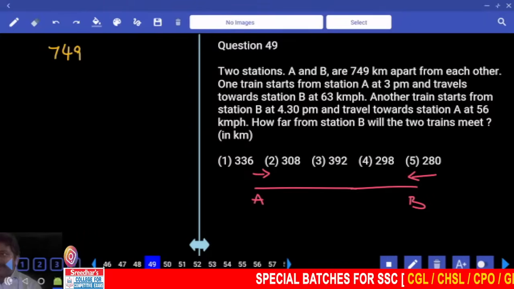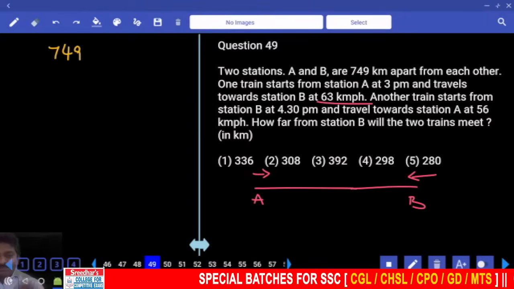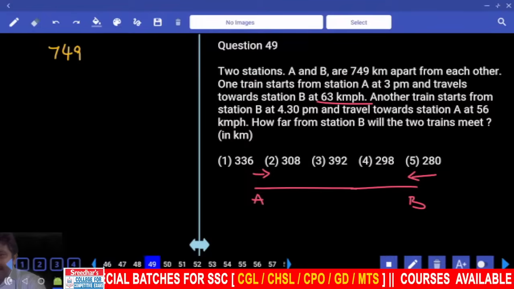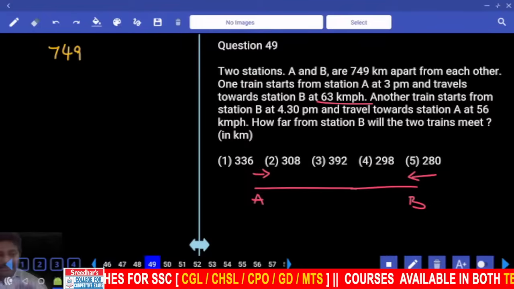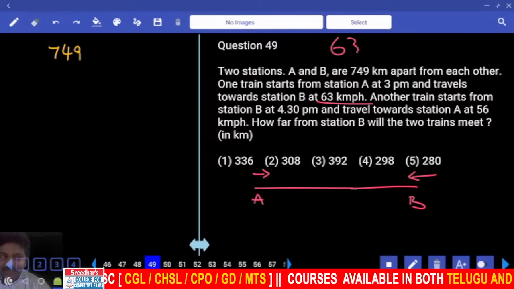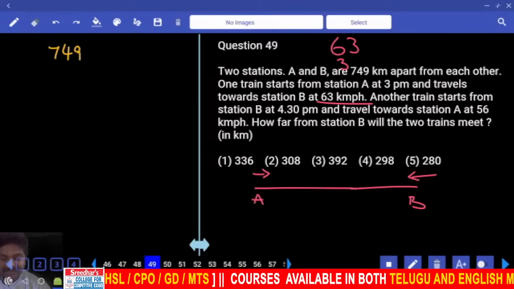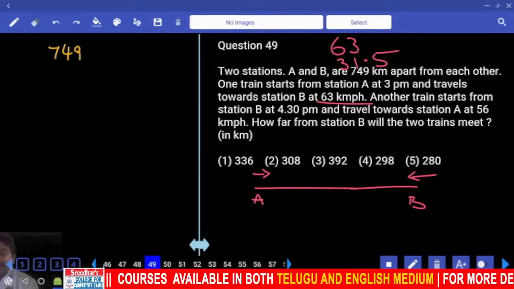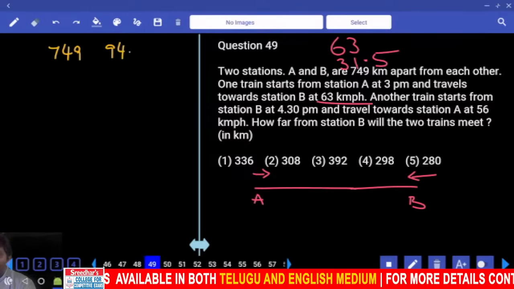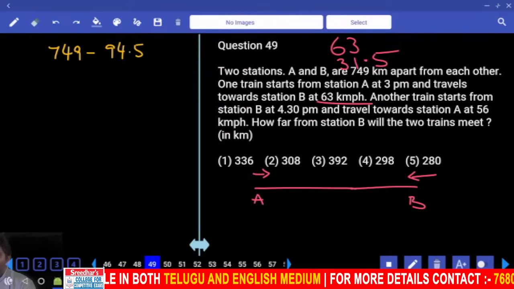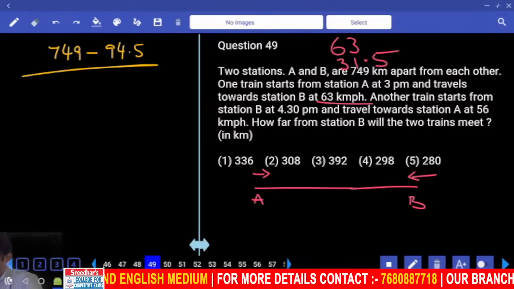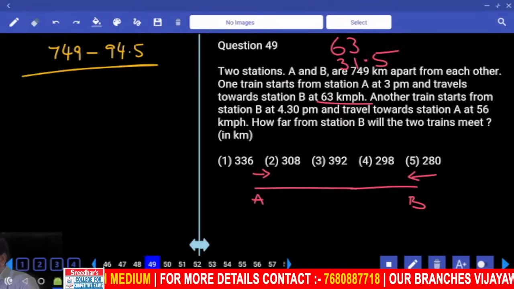If you take position at 4:30, A's speed is 63 km per hour, so in 1 hour it covers 63 kilometers, but it traveled for 1.5 hours. So, in 1.5 hours, it is going to cover 63 plus 31.5, which is 94.5. This distance is already covered. Now, the remainder is going to be the distance between A and B at 4:30.